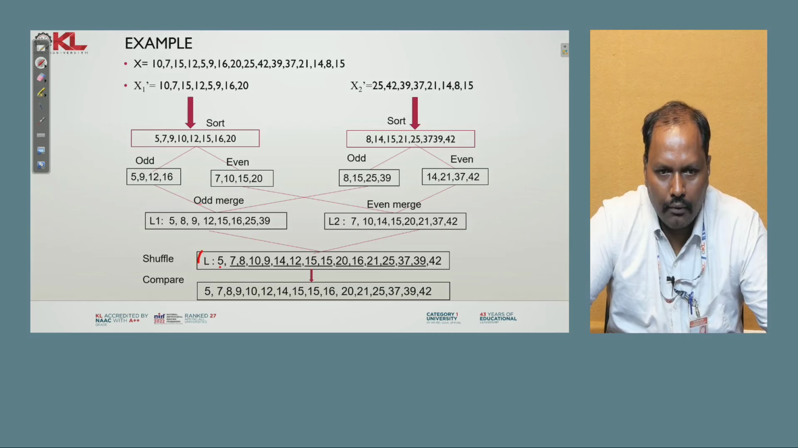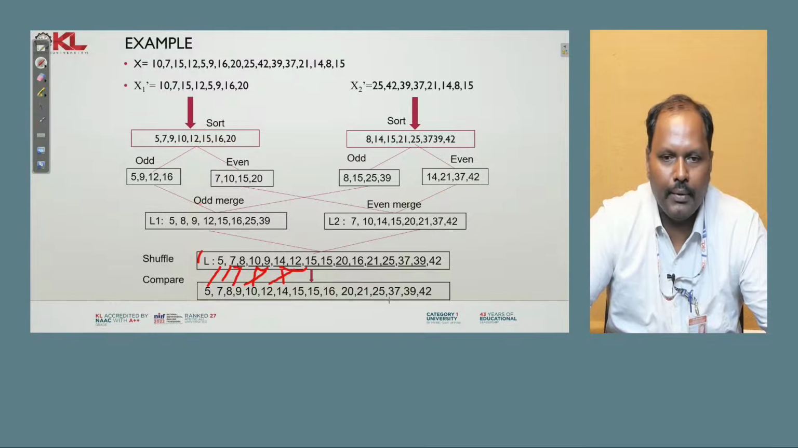So 5 is there. Comparing 5 with 7, 7 is the higher number and 5 is the lower. Then 7 to 8, 8 is the higher one, so as usual we go with 8. Then comparing 10 and 9, 9 should come here and 10 at the next level. Like that we compare the data until all of it is in sorted order. So this is the PRAM odd-even sorting algorithm.